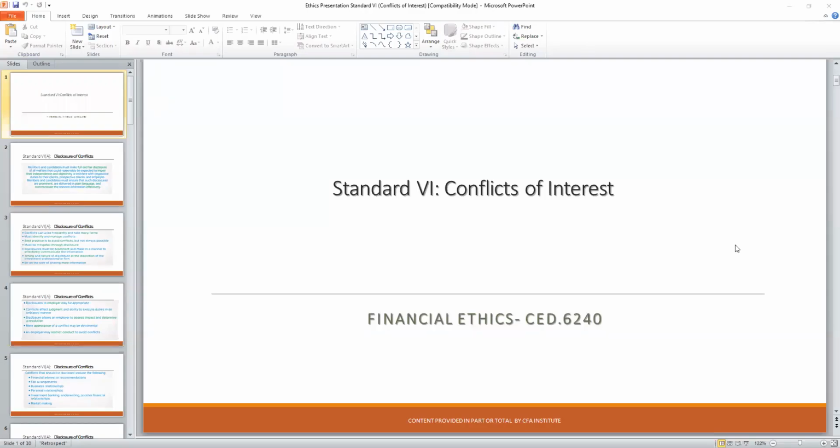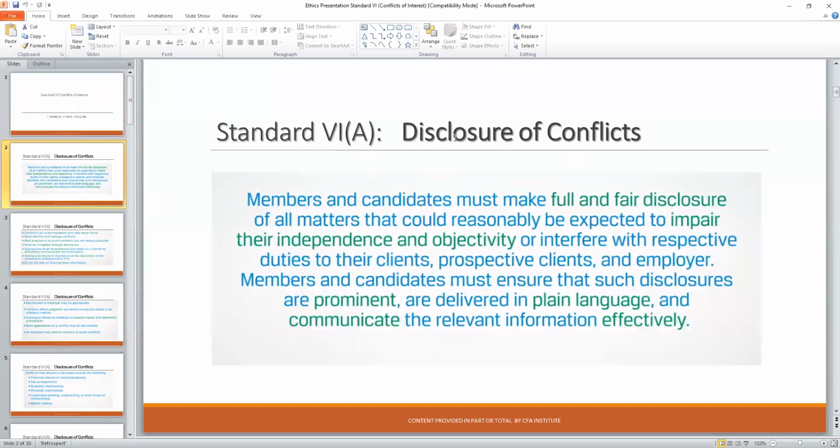All right, we're going to move on to Standard 6, conflicts of interest. So Standard 6A talks about disclosure of conflicts. Members and candidates must make full and fair disclosure of all matters that could reasonably be expected to impair their independence and objectivity, or interfere with the respective duties to their clients, prospective clients, and employer. Members and candidates must ensure that such disclosures are prominent, are delivered in plain language, and communicate the relevant information effectively.